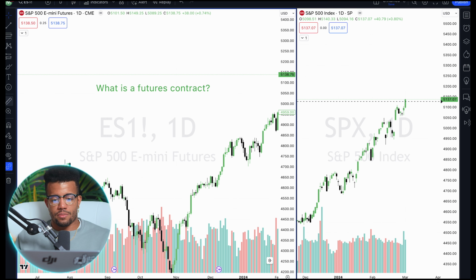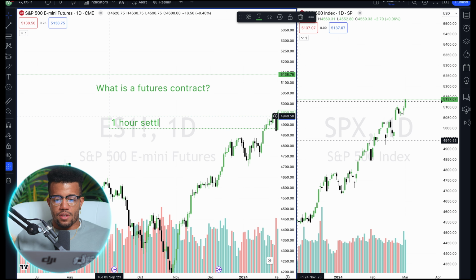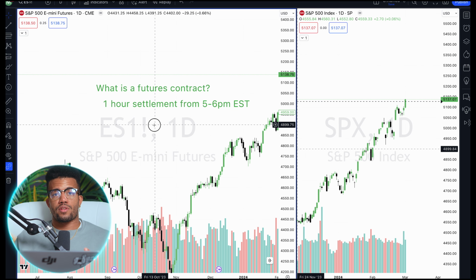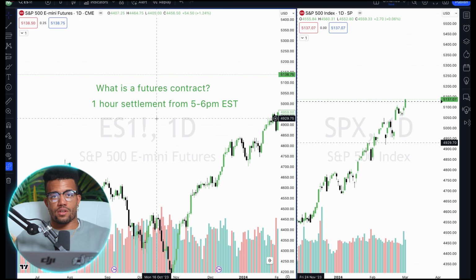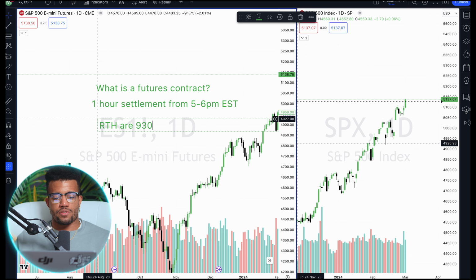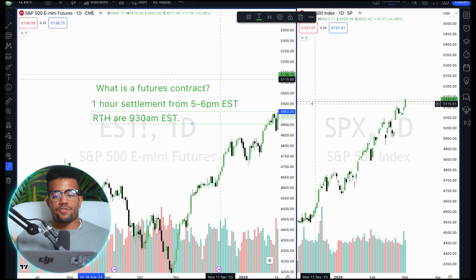So there's a 1 hour settlement from 5 to 6 PM Eastern Standard Time. The market actually closes from 5 to 6 PM Eastern Standard Time, and then reopens going into the next morning. Regular trading hours, which we call RTH, are 9:30 AM Eastern Standard Time, same as the equities market. Very, very similar. I trade index futures.